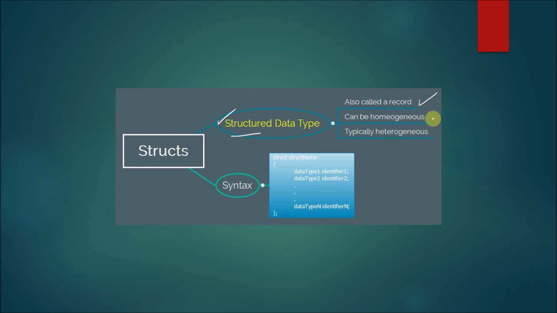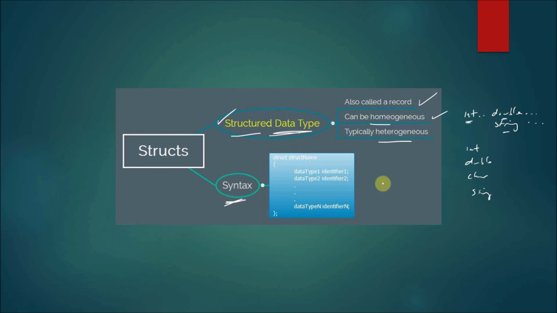They can be, like arrays, homogeneous. With arrays, you're either an int or a double or a string. All the values have to be of that particular data type. With structs, they can be heterogeneous, meaning that you can have an int, a double, a char, a string, etc. within that one structured data type.